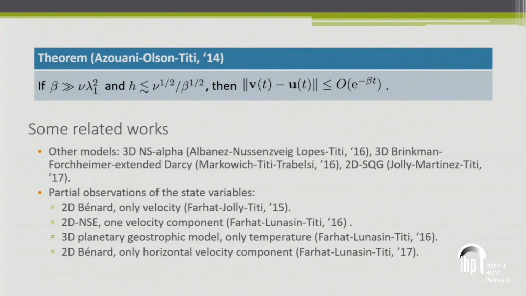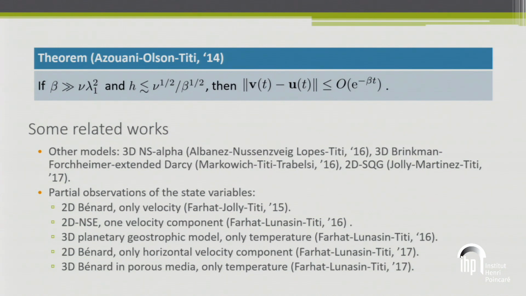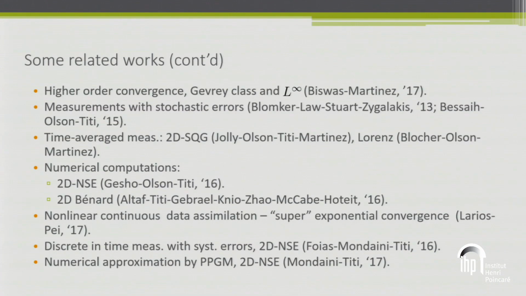In 2D Bénard, only the horizontal component of the velocity is sufficient. In 3D Bénard in porous medium, only the temperature is sufficient, and this is also a result with Laudancin and Farhat. All right, so there is some other work in which people proved this in different norms for different kinds of models. There's some numerical work. I'm not going to talk about computational work. There is not enough time to show everything, but we really implemented this algorithm.